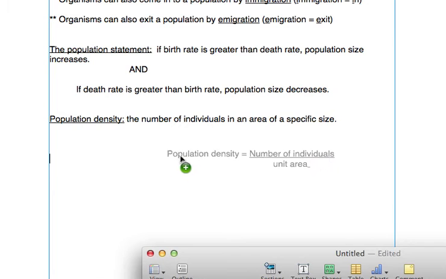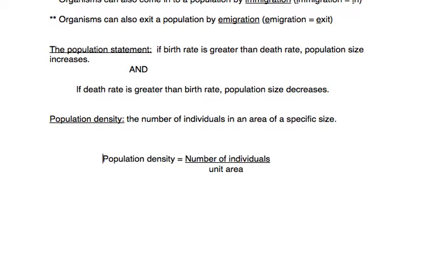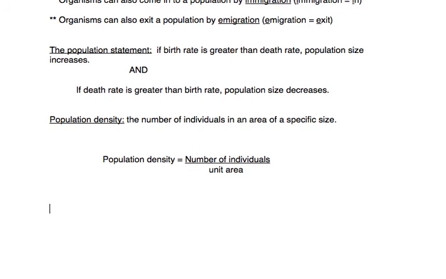So if there were 1,000 ants in 1 square foot, you'd have 1,000 ants per 1 square foot would be the population density of ants.